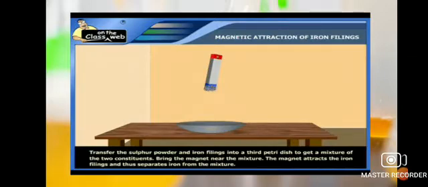But in this video they have used a bar magnet, and generally it is convenient to use either a U-shaped magnet or a horseshoe magnet. Why? Because in case of a U-shaped or horseshoe magnet, both the poles are located on the same side, so more iron can be attracted at the same time. All right.